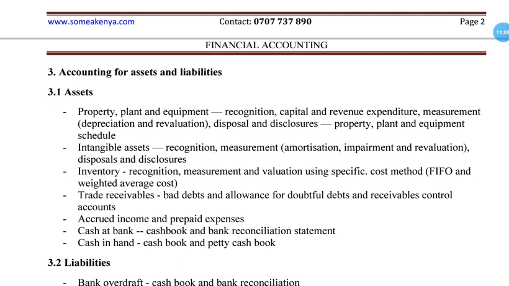Accrued income and prepaid expenses, cash at bank, cash book, and the bank reconciliation statement. Remember, the bank reconciliation statement is a very important statement in accounting where we reconcile the cash as per the cash book and the cash as per the bank statement. Then we have the cash in hand. So cash book and petty cash.